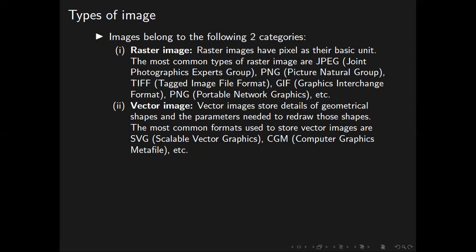Then vector images can be stored in two formats. One is SVG, the other one is CGM. SVG stands for Scalable Vector Graphics. CGM stands for Computer Graphics Metafile. We will not go beyond this.